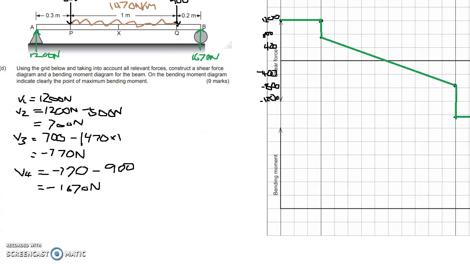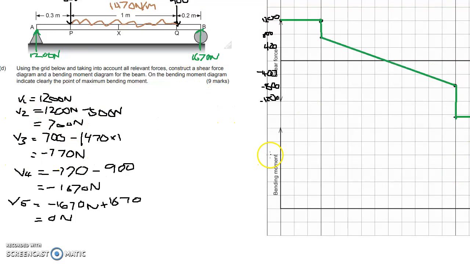It's really going to be a formality, but I think it might be a good thing for you guys to do. We could say that V5 equals the value of my last shear force plus the value of the incoming point load, which is 1670, which equals 0. So that's a bit of a formality, but there you go. So there's my calculations for shear force.